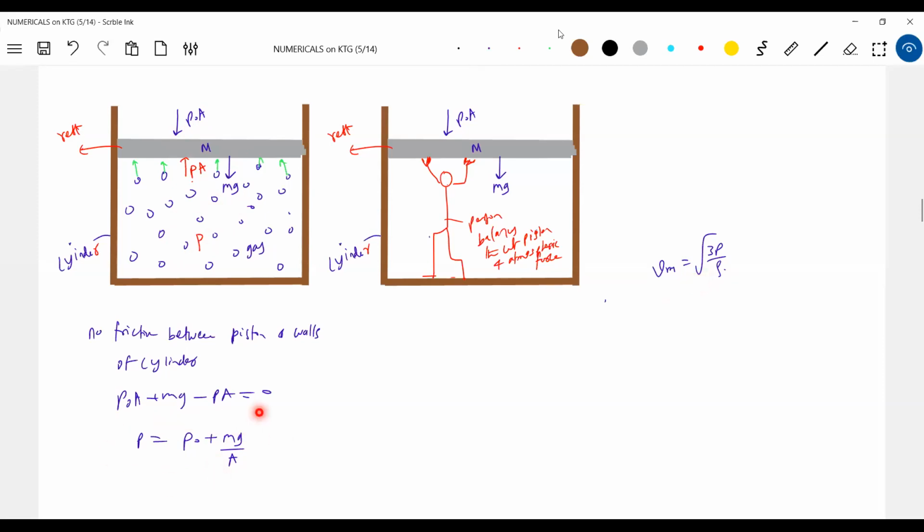This is the macroscopic approach. We are not bothered about what the gas is, monatomic gas or diatomic gas, or what the RMS speed of the molecules is. Nothing. What is the pressure of gas? P naught plus mg by A. This is like a mechanical approach. And this is the gaseous state approach: the pressure of gas in terms of RMS speed.